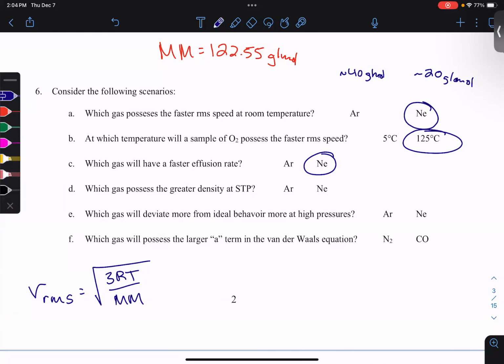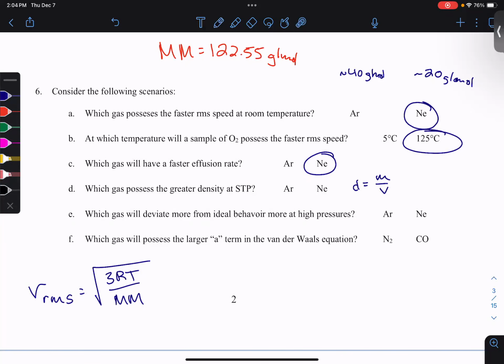Okay, which gas possesses the greater density at STP? Does that mean I need to calculate it? No, we don't actually have to calculate it, because remember, density equals mass over volume. Remember the strategy? We start with 1 mole of stuff. For both of these, won't the denominator be the same number? So what will be different for both of them? Just the top number.